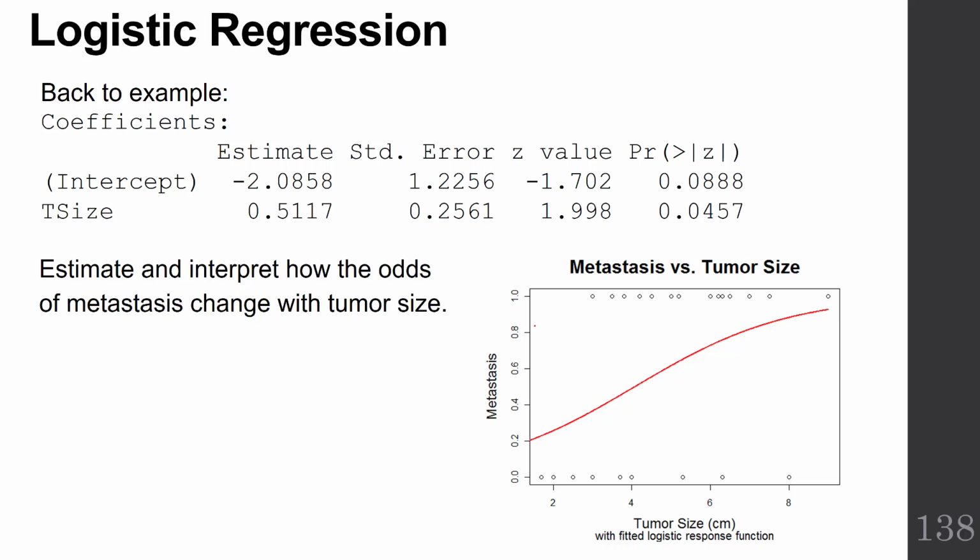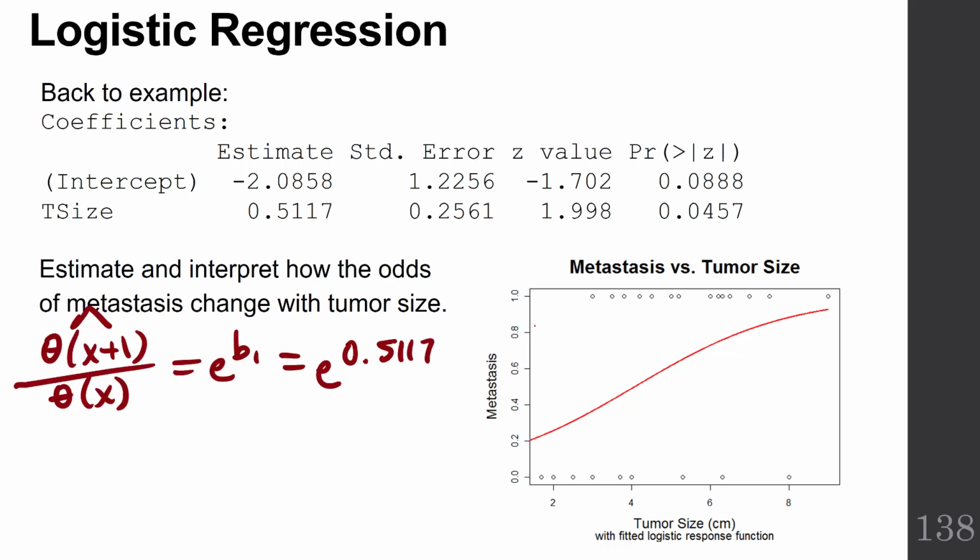So now we're going to use it to estimate and interpret how the odds of metastasis change with tumor size. So remember how our odds of metastasis change along with our x? That was the odds at x plus 1 over the odds at x. So that ended up being e to the beta 1, but we have our sample estimates. So e to the b1 is e to the 0.5117, which turns out to be 1.67. Now, this is the odds of metastasis at x plus 1 relative to x.